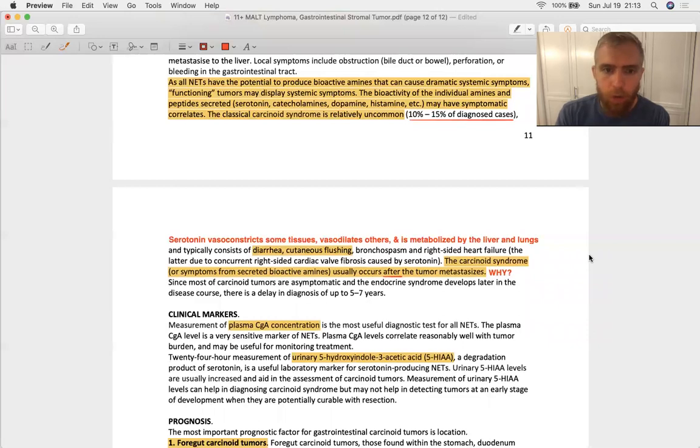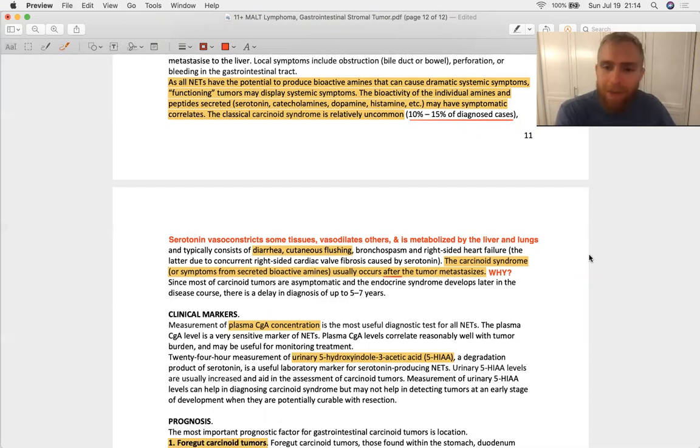So carcinoid syndrome occurs after the tumor metastasizes, and that's because, well, where's the primary cancer? Small bowel, appendix, rectum. So if those tumors spit serotonin into the venous circulation, where is it going? It's going into the liver. And so serotonin is metabolized by the liver, just like it's metabolized by the lungs. Why? Because the liver has cytochrome P450 like Bill Gates has dollar bills, you know? So serotonin gets to the liver, and there's no more serotonin on the other side of the liver.